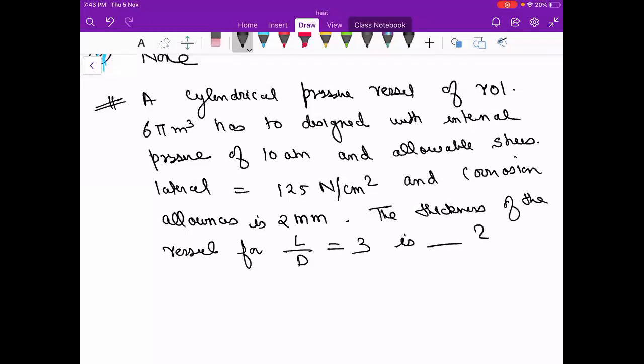Okay, so calculate this. For ellipsoidal, both are same. The knuckle radius term is only for torospherical. For others, there is no term for that, because it is curved from the starting itself.